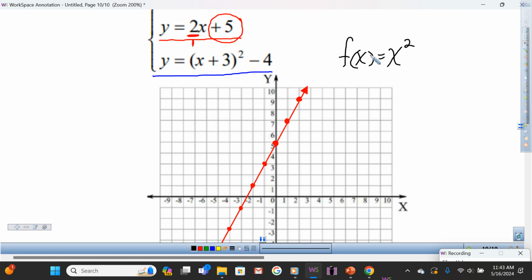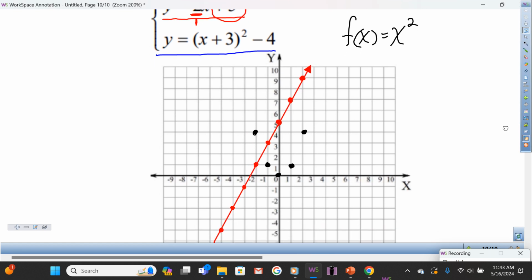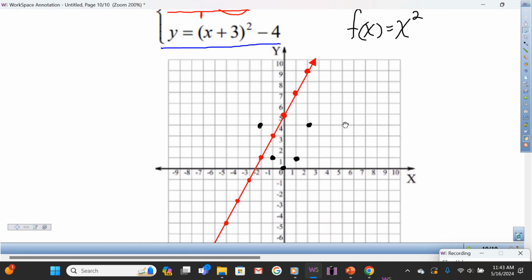So let's graph the parent function first. So we're going to graph this one first and see if you remember -2, 4, -1, 1, 0, 0, 1, 1, 2, 4. Now, why those points, Mr. Cube? Because those are the 5 points that we usually use. Now, with that said, don't even graph your parabola. We just need those points.